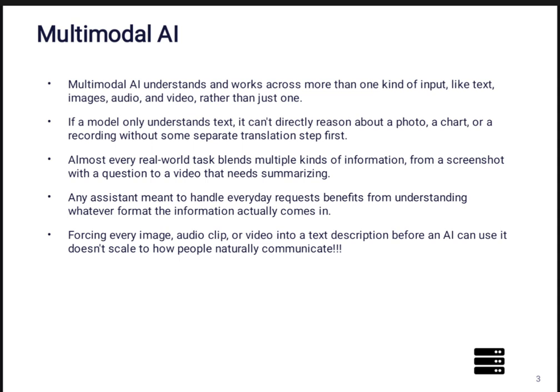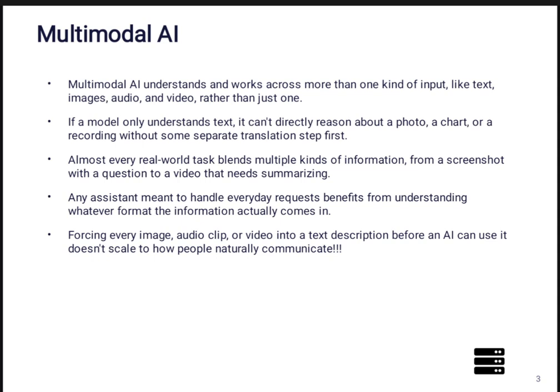Multimodal AI. Multimodal AI understands and works across more than one kind of input, like text, images, audio, and video, rather than just one. If a model only understands text, it can't directly reason about a photo, a chart, or a recording without some separate translation step first.